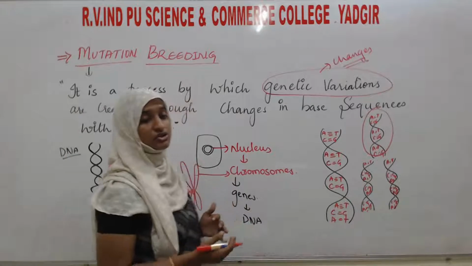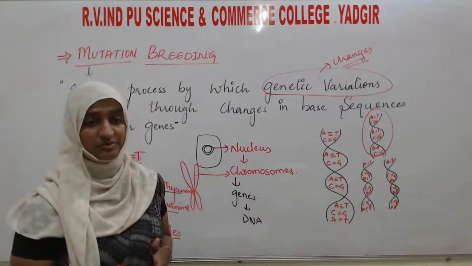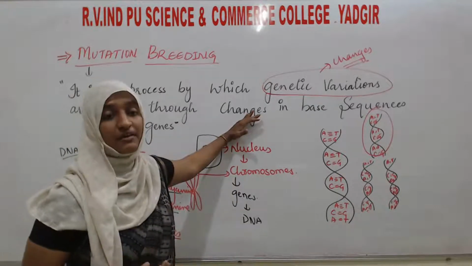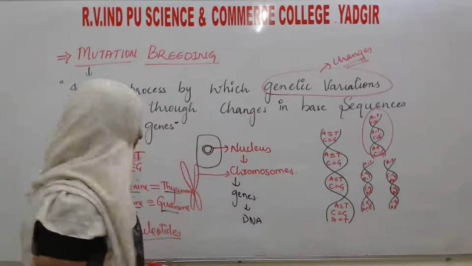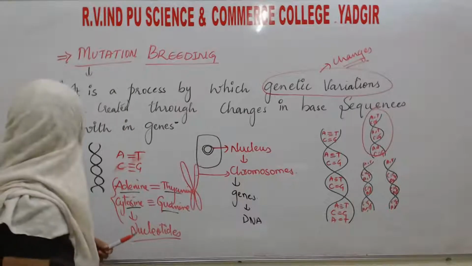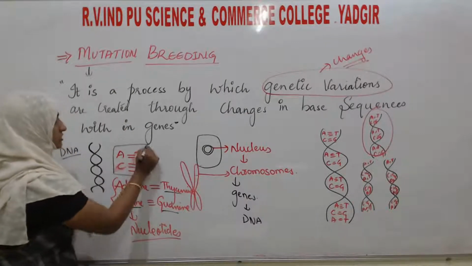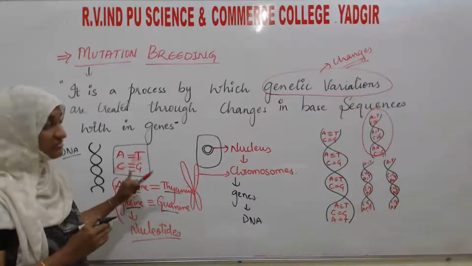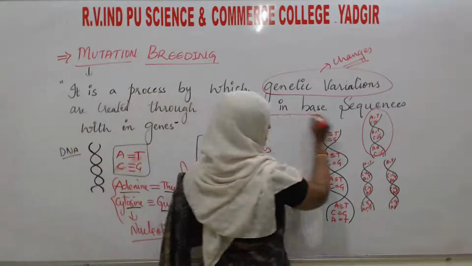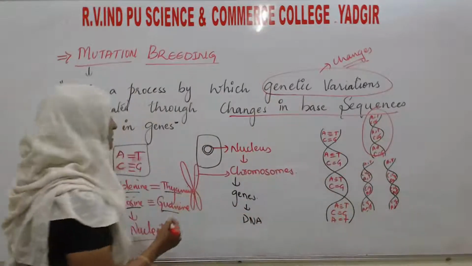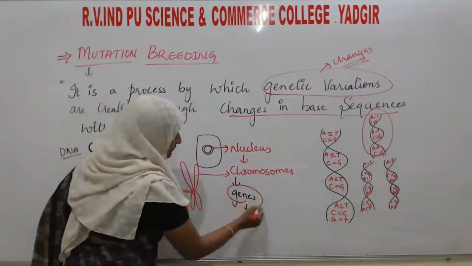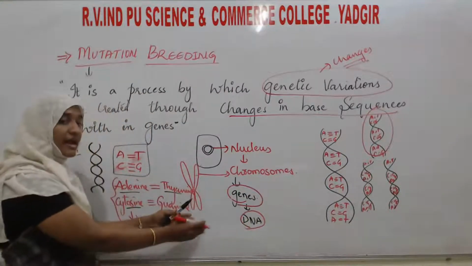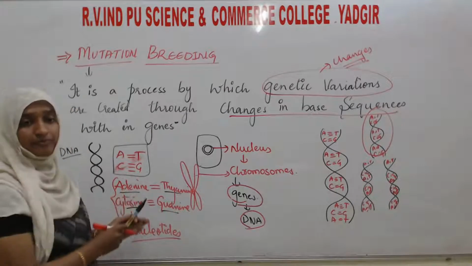How are genes going to change? Genetic variations are going to change if there is a change in the base sequence, that is, the nitrogen bases that I had told you about. See here, these are the nitrogen bases. If some changes occur in these base sequences within the genes... I had told you that in these genes there will be DNA, and in that DNA there will be nitrogen bases.